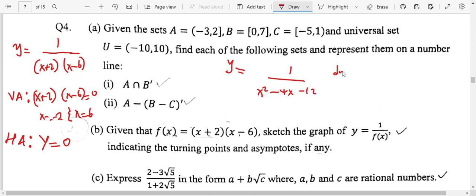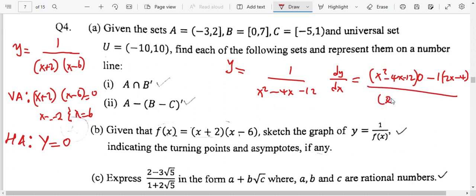So to find the derivative dy over dx, we're going to use the quotient rule. Get the denominator the way it is, x squared minus 4x minus 12. Differentiate the numerator, we're going to get 0. Minus, I write the numerator, differentiate the denominator, that will just be 2x minus 4. Over, I write the denominator squared, that is x squared minus 4x minus 12.